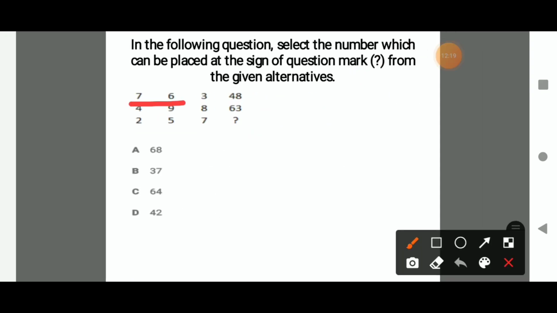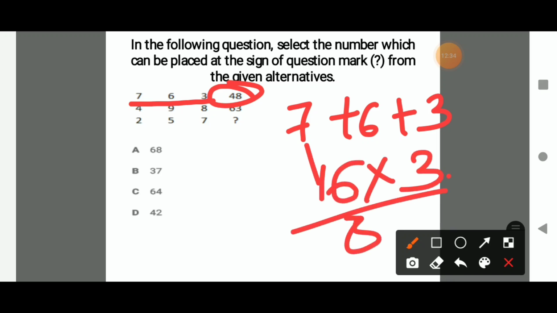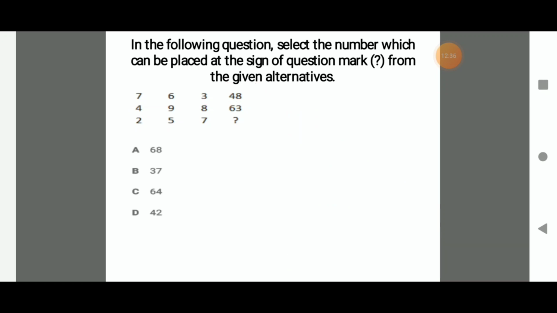So how can we get 48 using 7, 6, 3? Let us go for that one. 7 plus 6 plus 3, so that is 16. 16 3s are 48. So we got the logic.